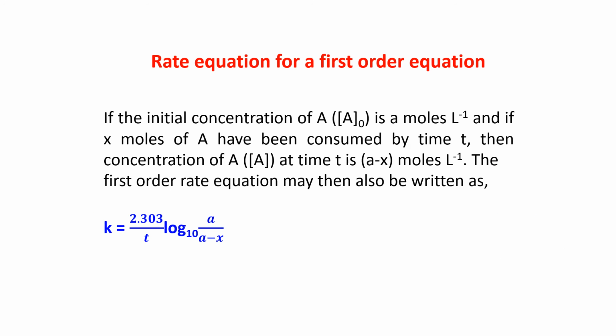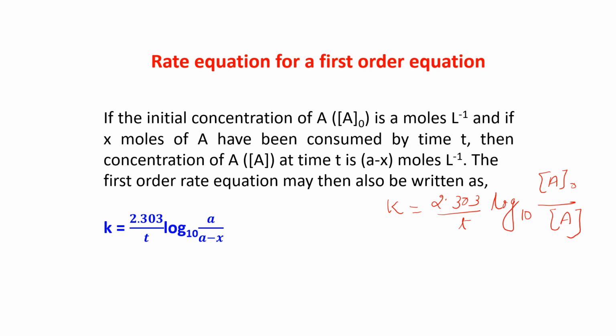In the previous slide we have seen that there are 3 different expressions for finding out the value of k for a first order reaction. So let me take one equation, that is k is equals to 2.303 by t log 10 A0 by A. This equation we got for finding out the value of k for a first order reaction. This also can be written in another form.